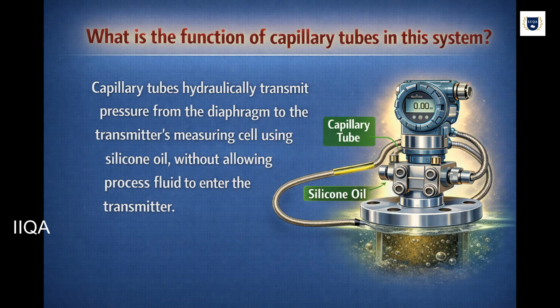What is the function of capillary tubes in this system? Capillary tubes hydraulically transmit pressure from the diaphragm to the transmitter's measuring cell using silicone oil, without allowing process fluid to enter the transmitter.